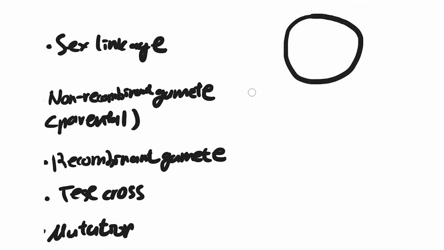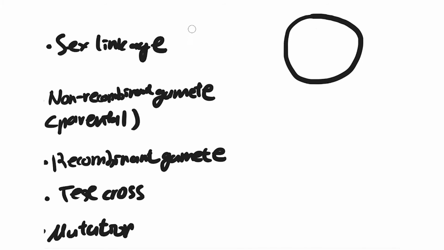Like, so now we're going to talk about non-recombinant gamete, which is also parental gamete, and recombinant gamete. So in this case, we have to talk about linkage first. In other words, remember, sex linkage means that the allele is on the X chromosome.